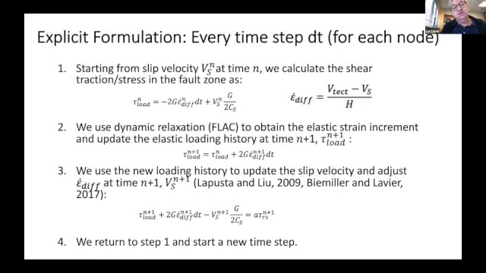So here is the explicit formulation, starting from the slip velocity at the interface. We calculate the shear traction stress on the fault zone, so the loading on the fault zone. And we then use FLAC, or the dynamic relaxation method, to calculate the change in loading history. We apply that to the fault zone using Lapusta and Liu, something also done in 2017, to get the velocity using the Newton-Raphson method. And then explicitly we return every time step to that. So this is very simple, okay?